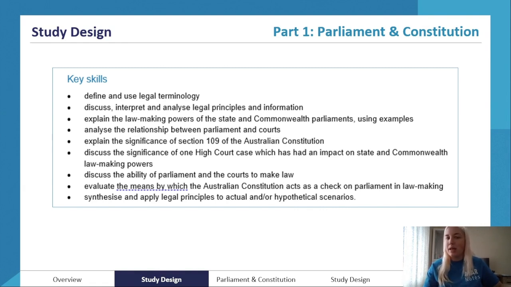So it cannot be random general points that you're using, or you won't get those marks. You won't get those marks for using the stimulus material.